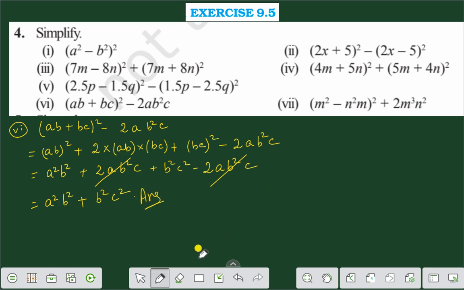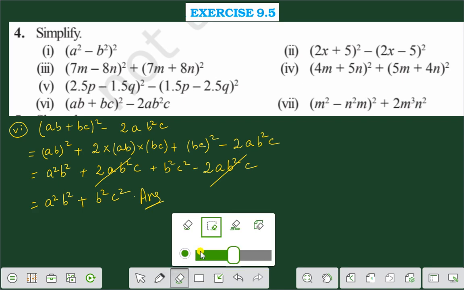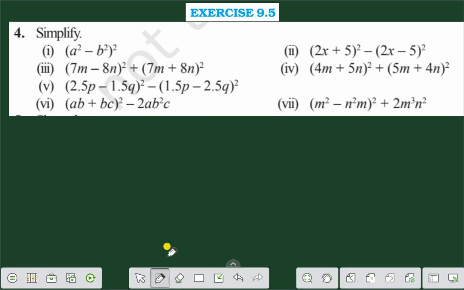Now you solve question number 7. Question number 7 here you see is m square minus n square m whole square plus 2 m cube n square, right?